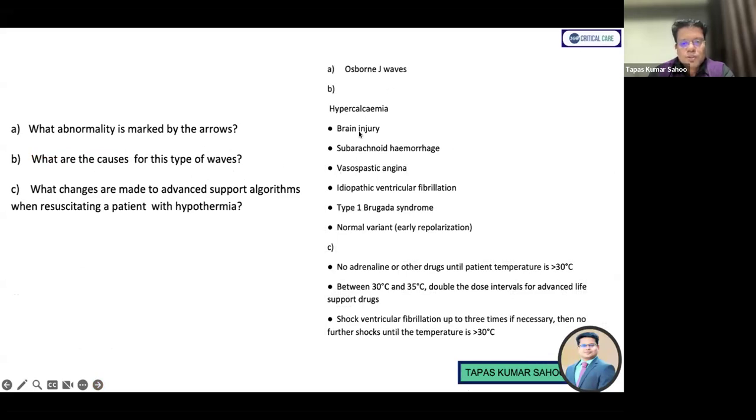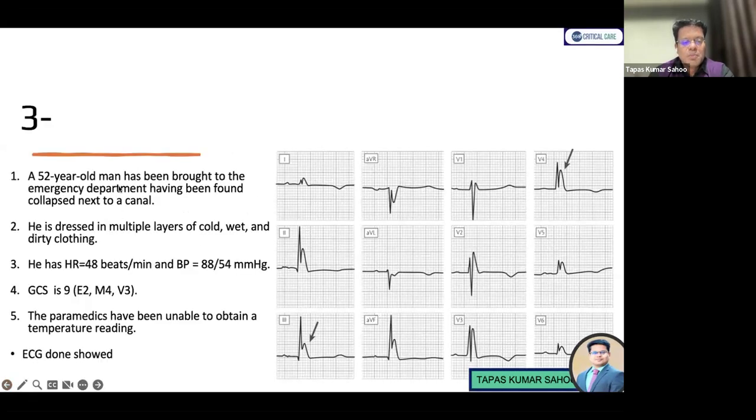I have already shown you the answers. What are the causes for this type of waves? And what are the changes? This is the typical question they would be adding, because hypothermia people would be finding easy. But they are now expecting that you should know about the ACLS algorithm in a patient with hypothermia. So that's the reason they have clearly mentioned in multiple lines: found collapsed next to a canal, cold, wet, multiple layers. Then the paramedics have been unable to obtain a temperature reading. So most of the things, they have given you clues.